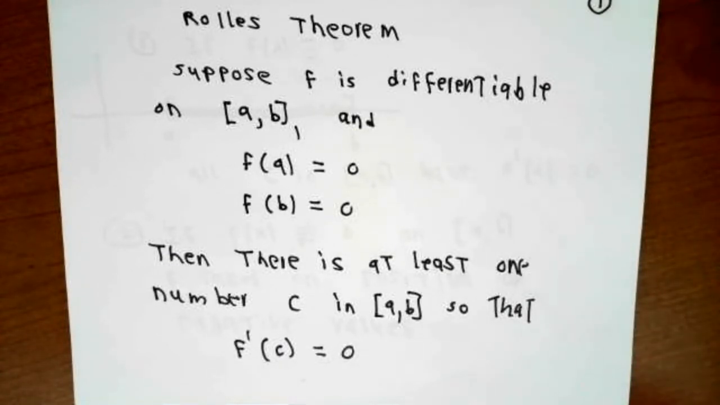Suppose that you have a function that's differentiable on an interval from a to b, and the function values at the ends, at a and b, are both equal to 0. Rolle's theorem says there's at least one number c in this interval so that f prime at c is 0. This is actually true for different values of the function than 0. As long as the function values at a and b are equal to each other, you could also draw this conclusion.